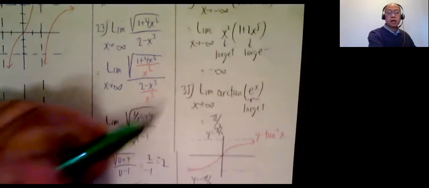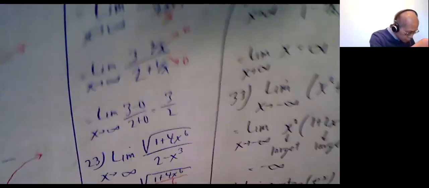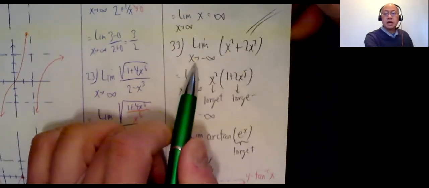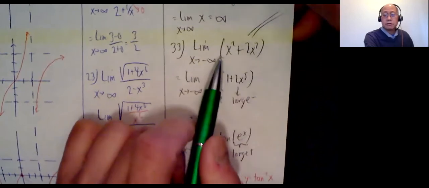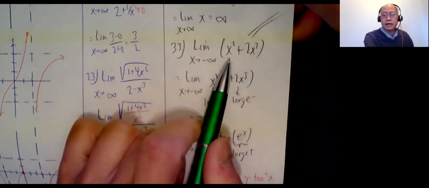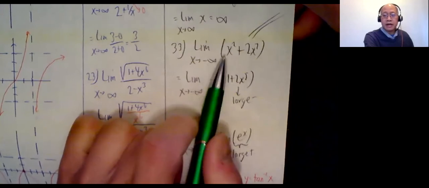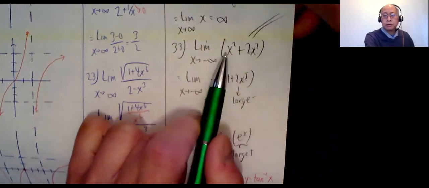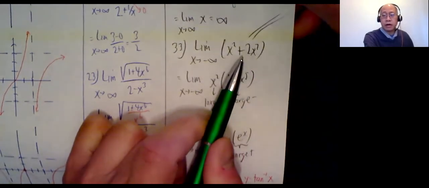Okay, so 2.6, 33 first. Sorry, 33. Limit as x approaches negative infinity of x squared plus 2x to the 7th. Now you can't plug in this directly because if you plug in a super big negative, that's going to be positive, that's going to be negative. So what happens when you have a big number minus a big number? You can't tell right away.